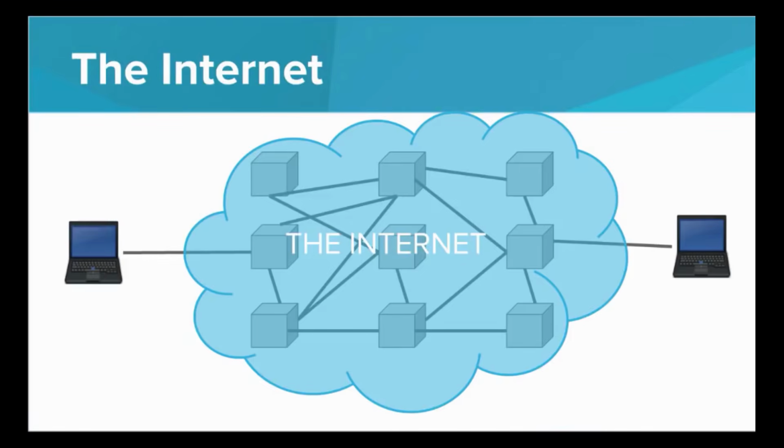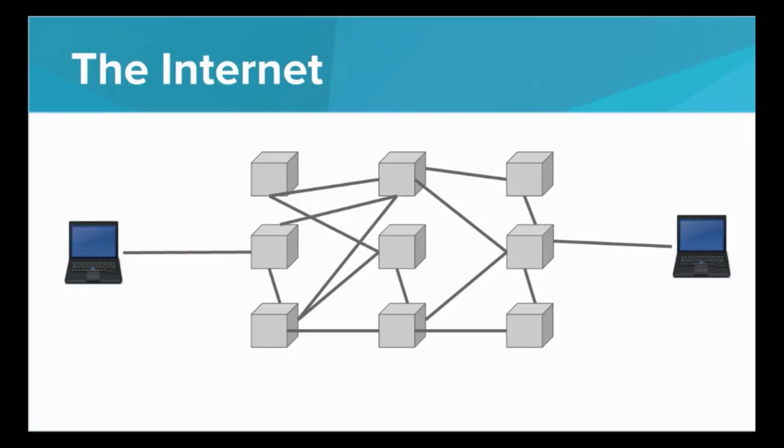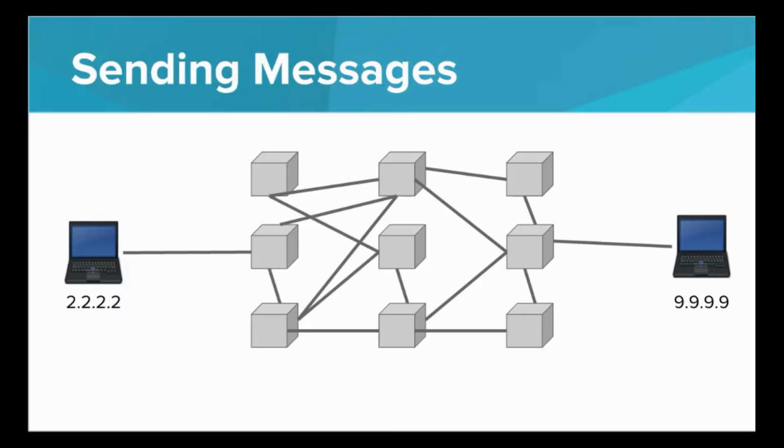Two computers are connected through a massive network of routers, and these routers are connected in intricate ways. So let's say these two computers wanted to send messages to each other. The computer on the left would write up a message and mark it with a from address and a to address. It's from IP address 2.2.2.2, and it's sending it to IP address 9.9.9.9. So the computer will forward that message along to the first router.